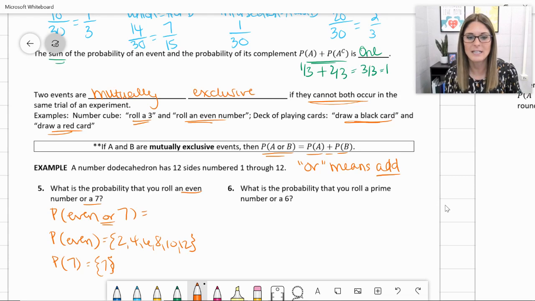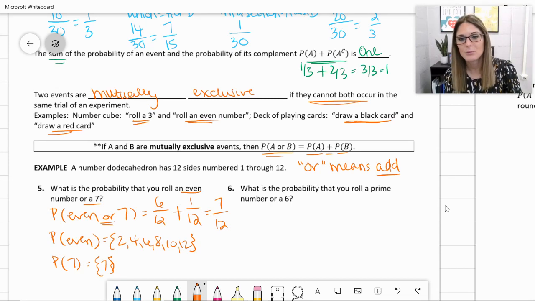Probability of rolling an even, there were 6 possibilities out of 12, plus, because we are finding an "or," I want even or a 7, add those probabilities together. Rolling a 7, there is one 7 out of 12. Add those probabilities together: 7 out of 12, probability of rolling an even or a 7.